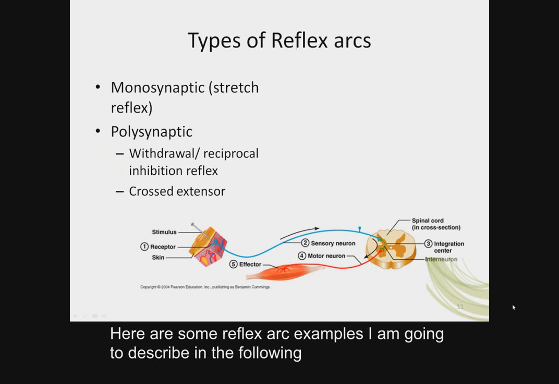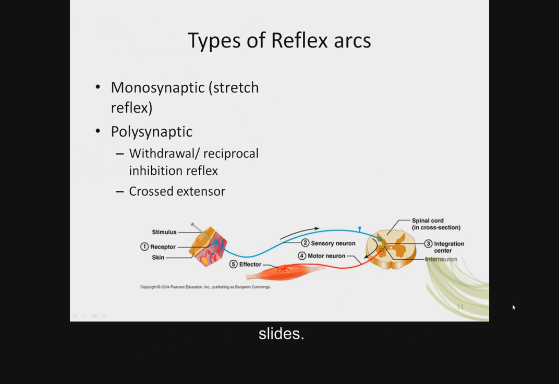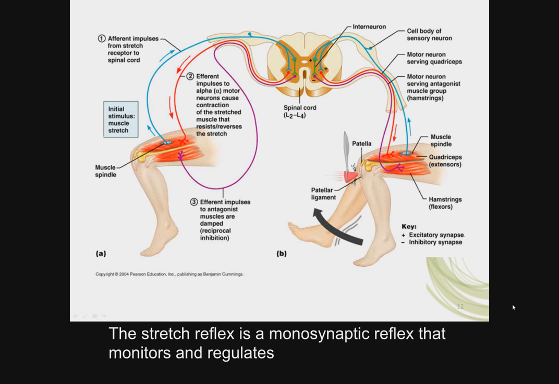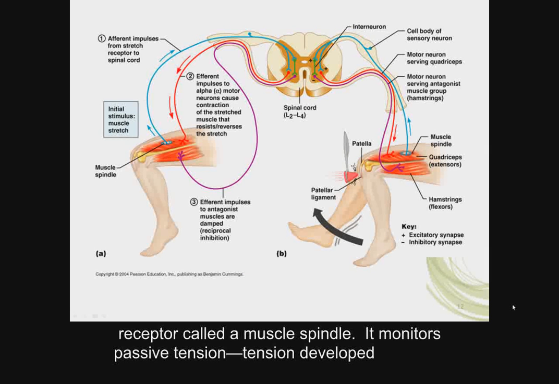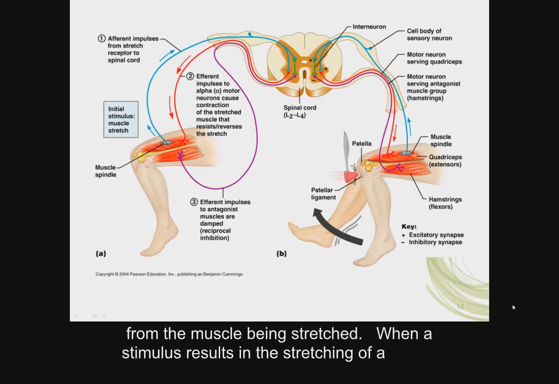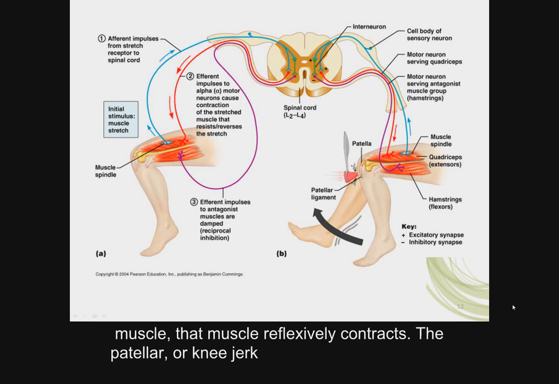Here are some reflex arc examples I am going to describe in the following slides: the monosynaptic stretch reflex, and polysynaptic reflex arcs, which include the withdrawal or reciprocal inhibition reflex, and the crossed extensor. The stretch reflex is a monosynaptic reflex that monitors and regulates skeletal muscle length. Stretch in a muscle is monitored by a stretch receptor called a muscle spindle fiber. It monitors passive tension. This means tension developed from the muscle being stretched. When a stimulus results in the stretching of a muscle, that muscle reflexively contracts.